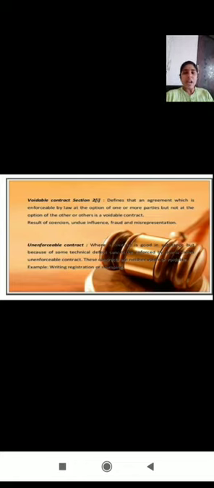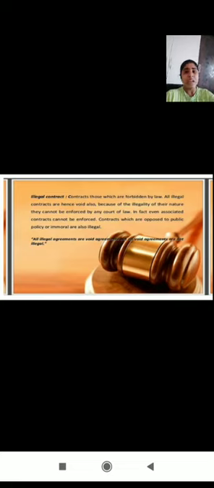And next, unenforceable contracts. An unenforceable contract is nothing but one which, due to some technical defect, cannot be enforced. The contract cannot be enforced due to the technical defect. So that is an unenforceable contract. And the next to last one is illegal contracts. Illegal contracts are contracts which are forbidden by the law.